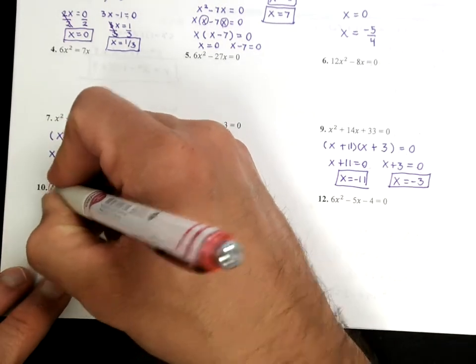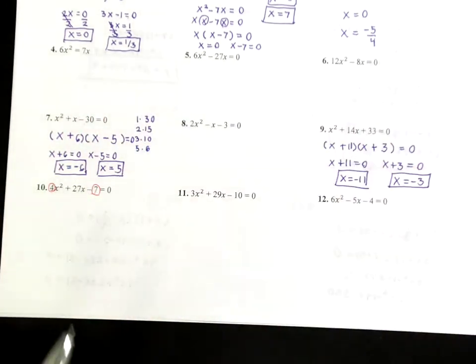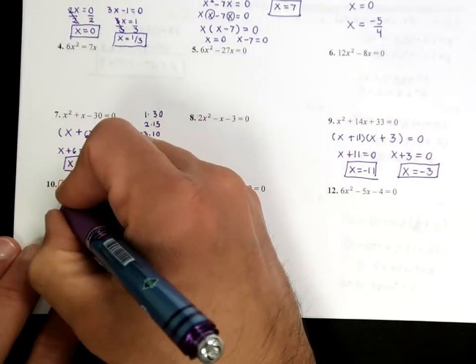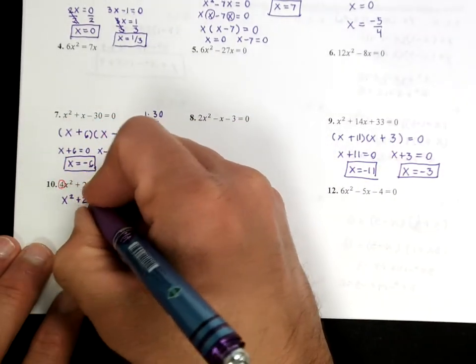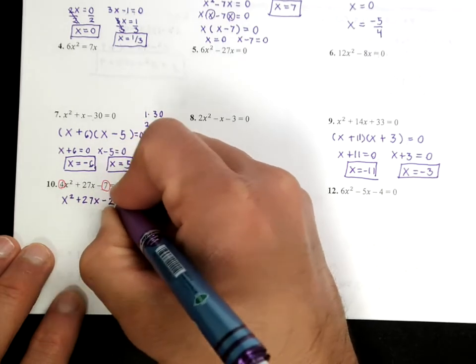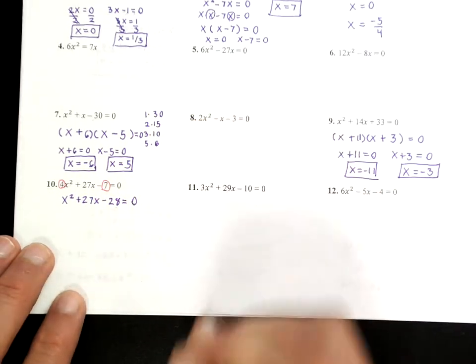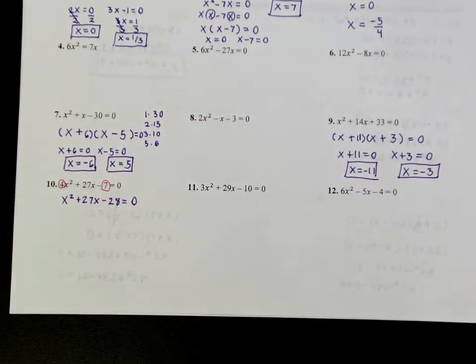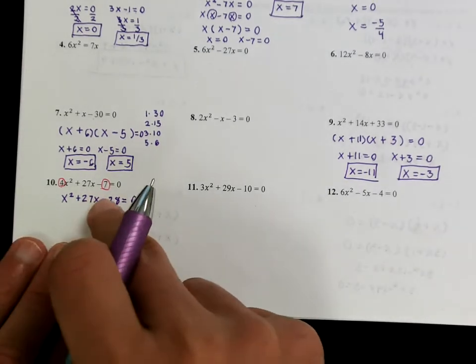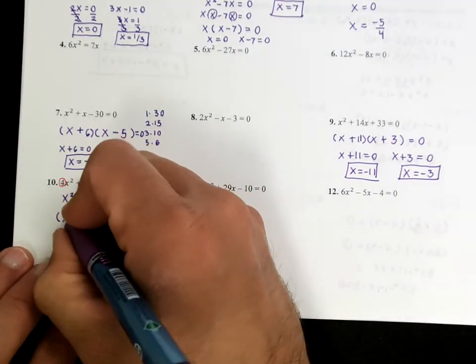All right, so we're going to multiply that and that. Again, I'm teaching you a slightly different method. So we have x squared plus 27x minus 28 is equal to 0. Notice that now I'm going to factor this. I'm going to try to factor this, just like that one, factors of 28.